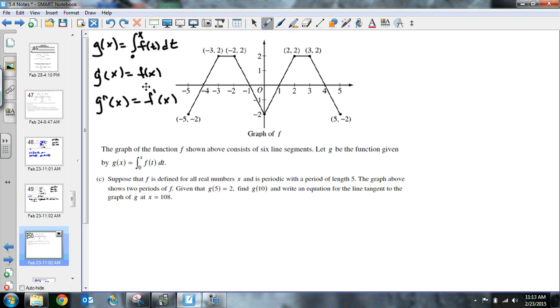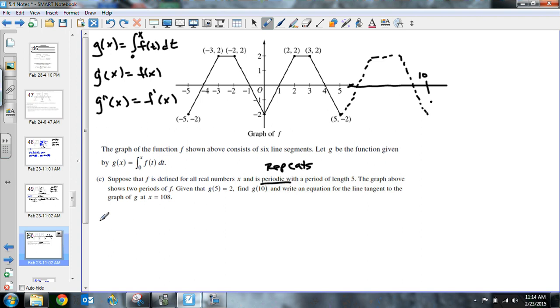So it says, suppose that f, this function f, which is really just g prime, is defined for all real numbers x and is periodic with a period of length 5. Periodic means that it repeats, okay? Like trigonometric functions are periodic because they just keep repeating. So what you end up getting here is this same graph that just keeps repeating over and over again. And so this would be like an x value of 10 right here, and it's just going to keep going and going and going, okay? So it says the graph above shows 2 periods of f.